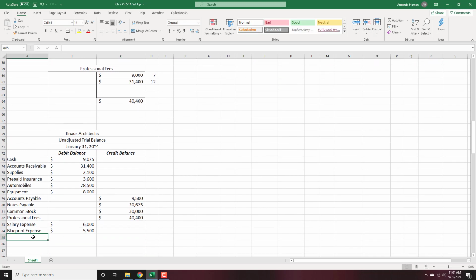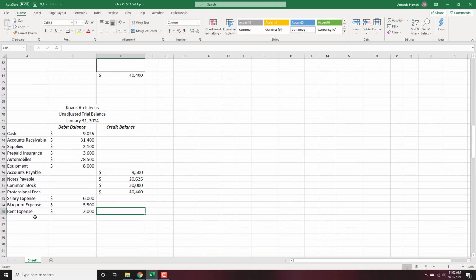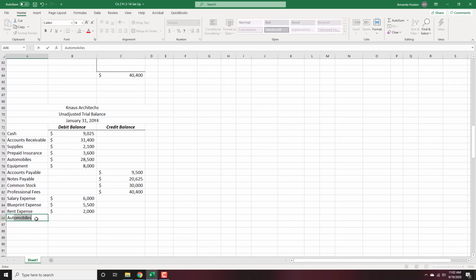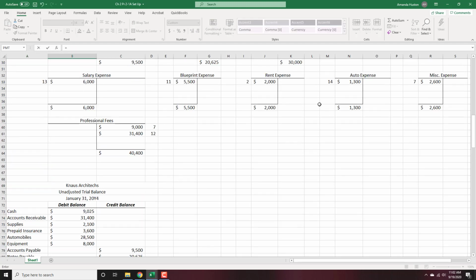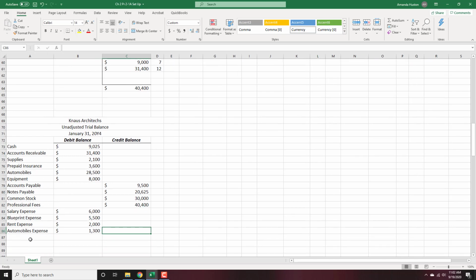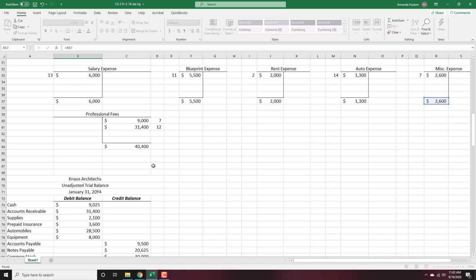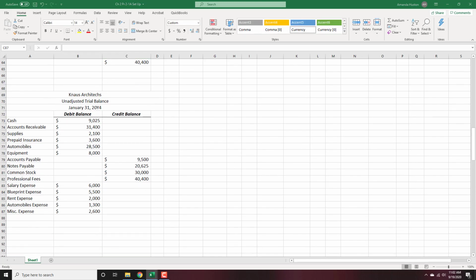The next expense we have is rent expense. Automobiles expense, which is $1,300. Miscellaneous expense, so I'm going to shorten that, which is $2,600. And that's all of our expenses.